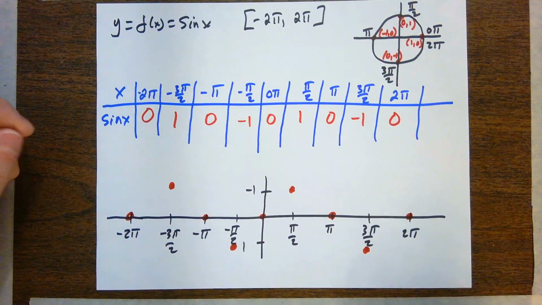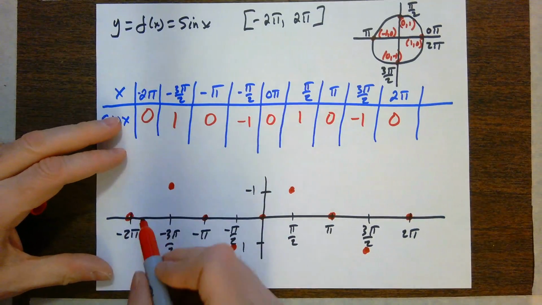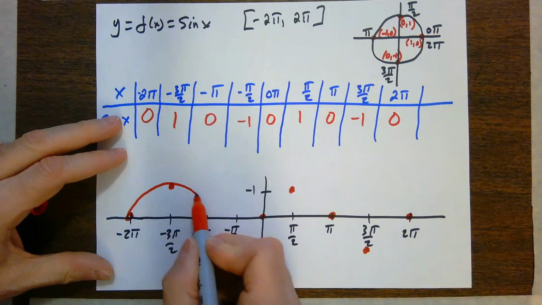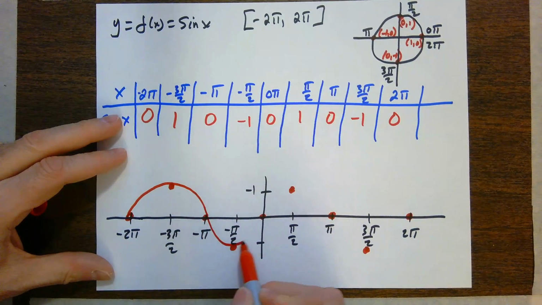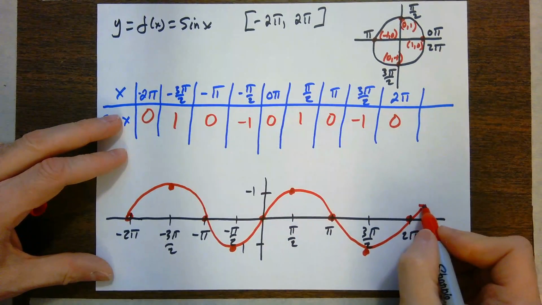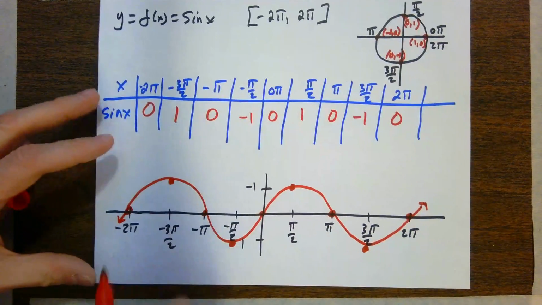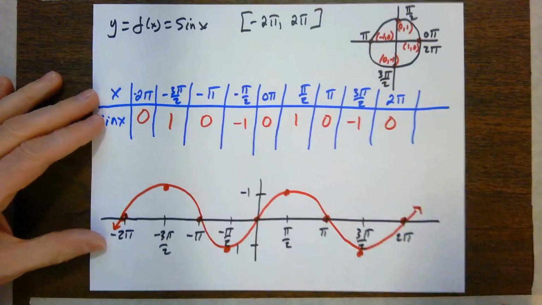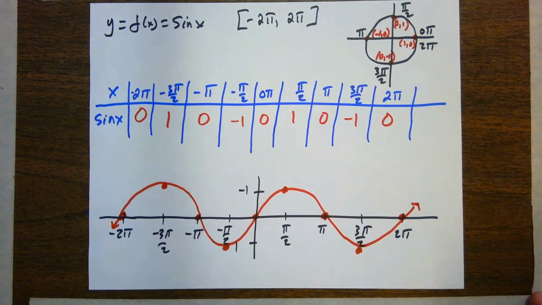So it doesn't look like much, but watch what happens when I connect this curve here. I get a nice curve. And of course, I'm going to draw the little arrows indicating it keeps going. And there it is. That's my sine curve. There is sine.